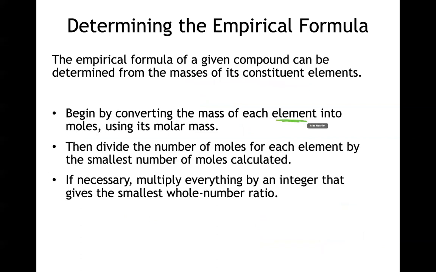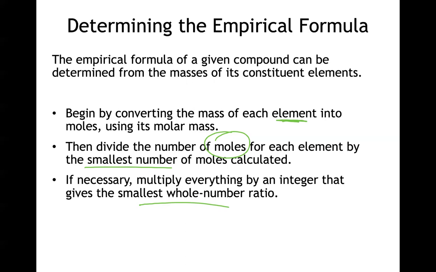But if we're dealing with only the element, then it's simply the atomic mass of that element. Then we're going to calculate the number of moles, because the empirical formula is giving us the simplest ratio. We want the simplest one to be equal to 1. So we'll see that we divide by the smallest number of moles calculated. And because we can't have half an atom, it has to be a whole number, we're going to multiply everything by an integer.